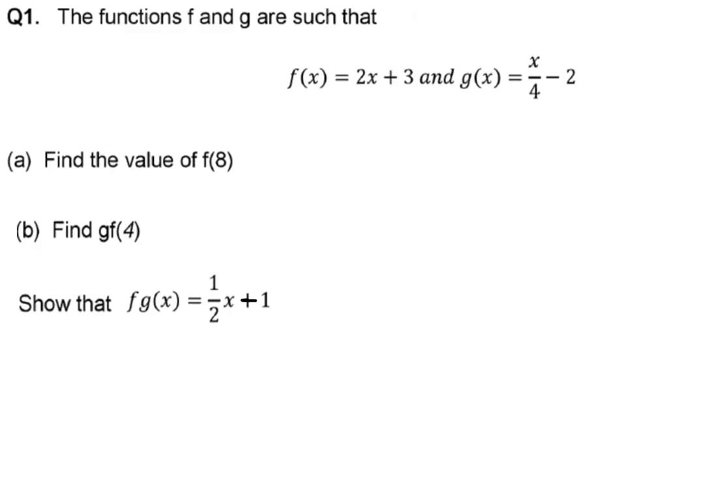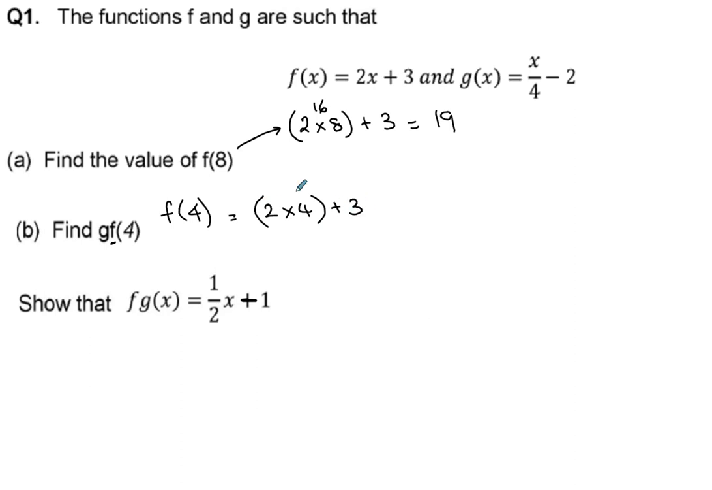Okay, last one. Functions f and g are such that f(x) is that, g(x) is that. Find the value of f(8). Okay, that's a nice easy one for 1 mark. So we've got 2 times 8 plus 3. That gives you 16 plus 3 equals 19. Okay, gf(4), so we do the f first. So we go f(4) equals 2 times 4 plus 3, which gives you 8 plus 3 equals 11.